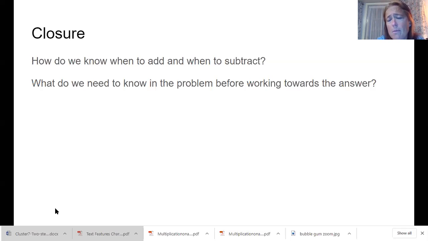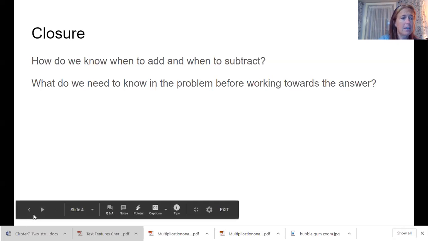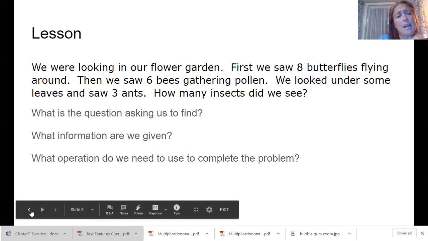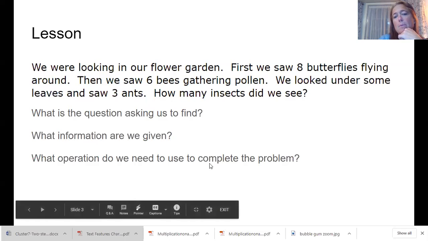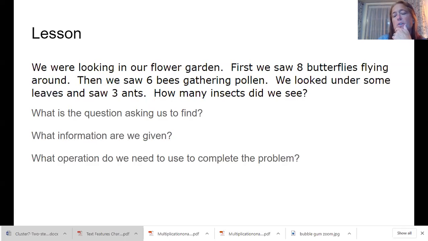What do we need to know in the problem before working towards the answer? So back here in our problem, I asked myself, what is the question asking us to find? Okay, because the question was not asking us to find only the number of butterflies and ants, and that was my first step. I first added 8 and 3. It's asking us how many insects there are. So I actually had to add 8, 3, and then 6. And make sure you understand what information is given to you in the problem. And then finally, what operation we need to use, or operation means addition, subtraction, to complete the problem.